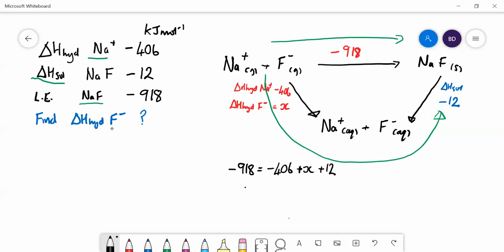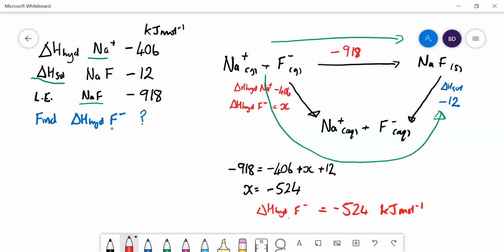Okay, rearrange all that, we get X is equal to minus 524. So we can say that the delta H hydration of the fluoride ion is equal to minus 524 kilojoules per mole. So nothing really different there, just giving us slightly different information. Got to find out a different unknown.